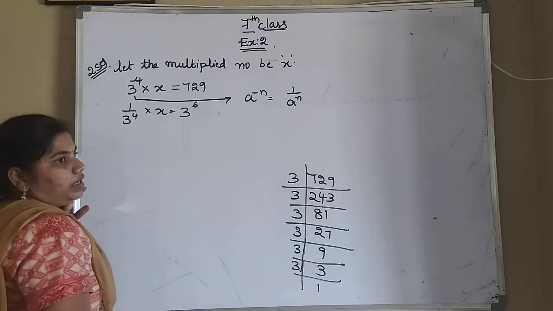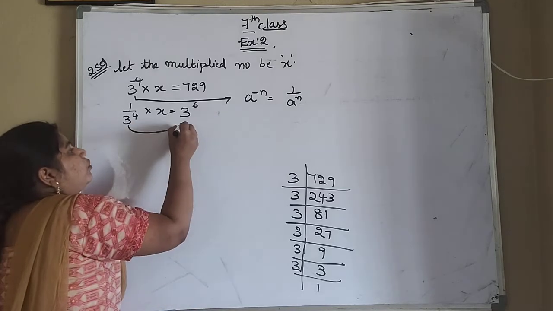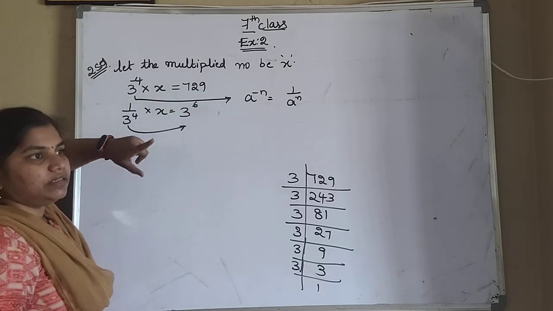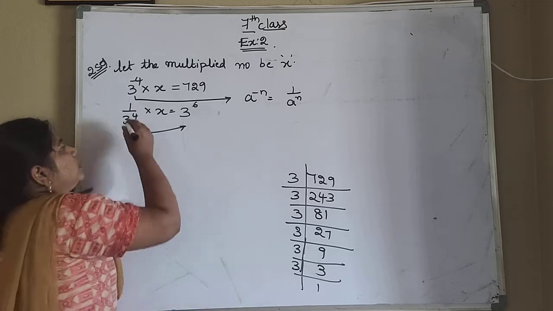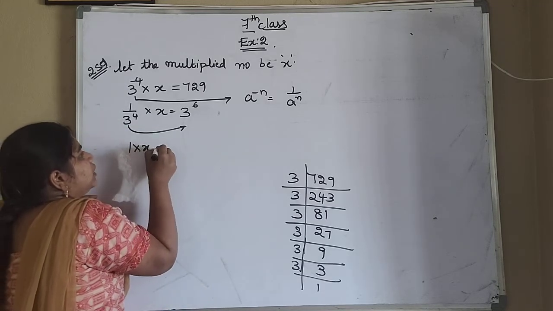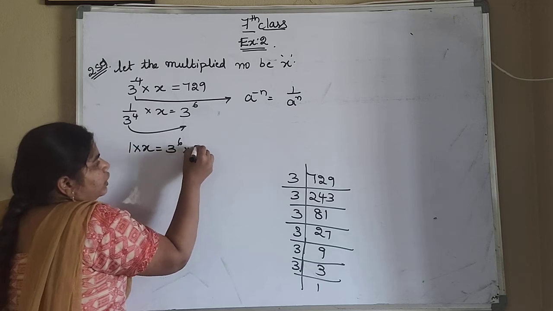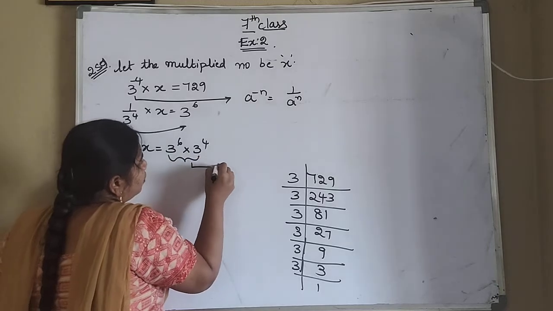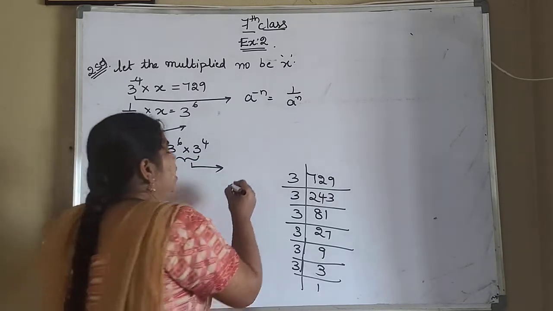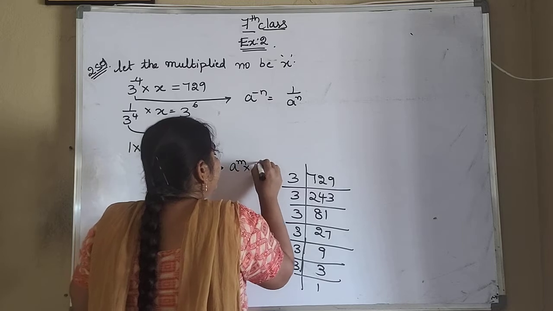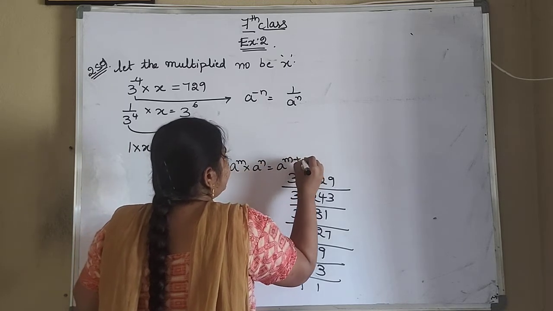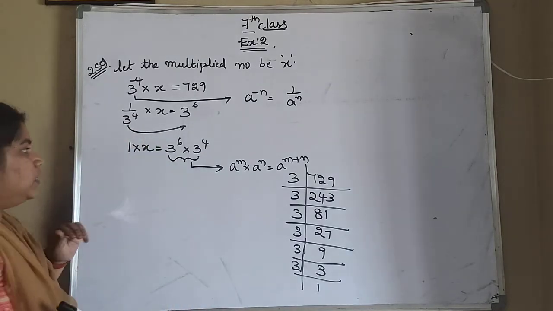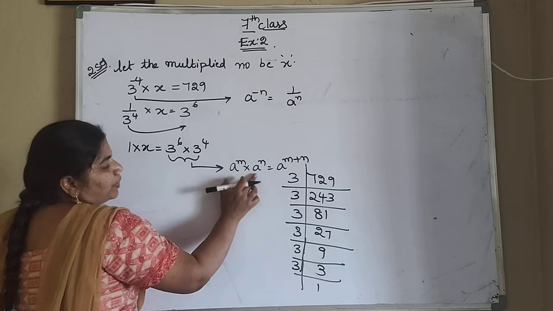So now I am sending this 3 power 4 to the other side. This is in the form of division, so if you send that to the other side, it will be converted to multiplication. So we can write 1 into x is equals to 3 power 6 into 3 power 4. Again, this is in the form of which formula? The first formula: when both the bases are equal, we can add the powers. That is a power m into a power n is equals to a power m plus n. Here also both bases are equal.